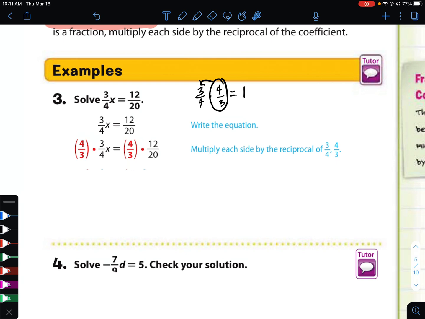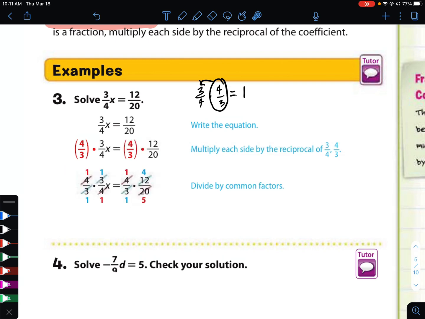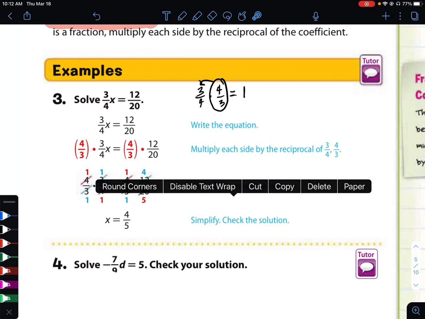Using our multiplication of fraction skills, we use cross canceling. So the 3 cancels out here, 4 cancels out, you're left with 1, and we've isolated x. Here again, we multiply 4/3 by 12 over 20. We use cross canceling. That is a 1, that is a 4 because the GCF is 3. The GCF is 4 here, so that is a 1, that is a 5. Now we'll bring down the x right here, and we'll bring down 4 over 5 down here. So the answer is x equals 4/5.